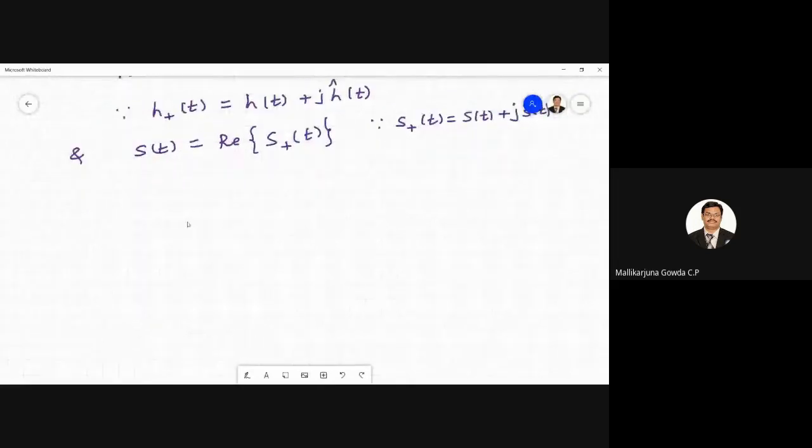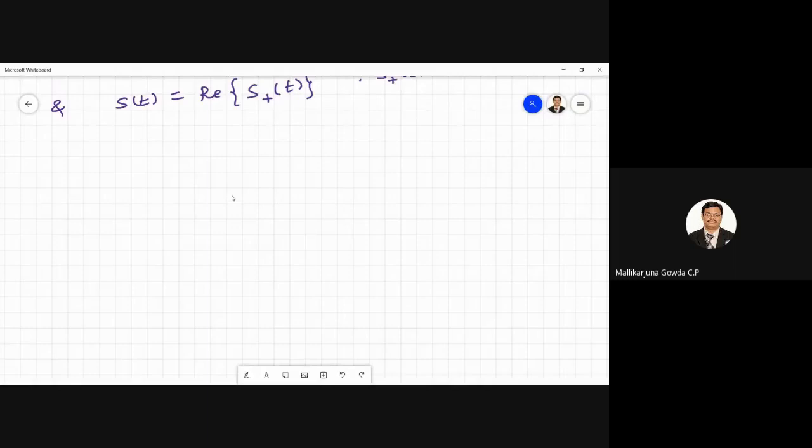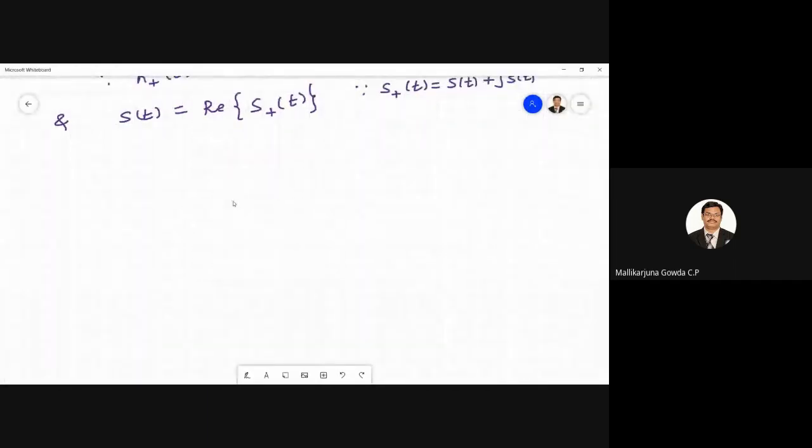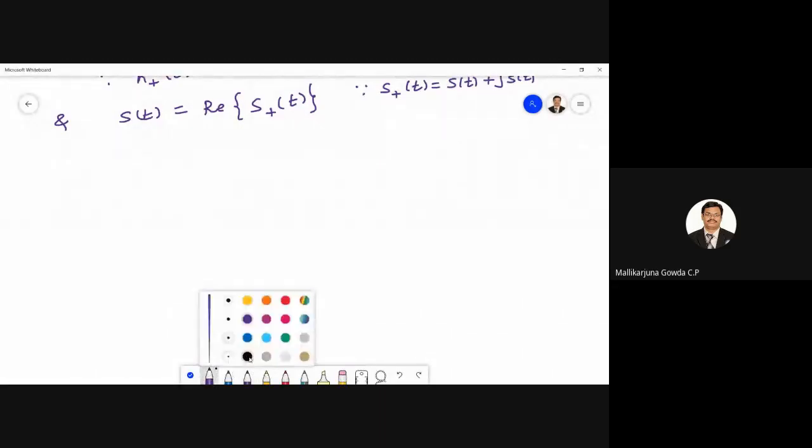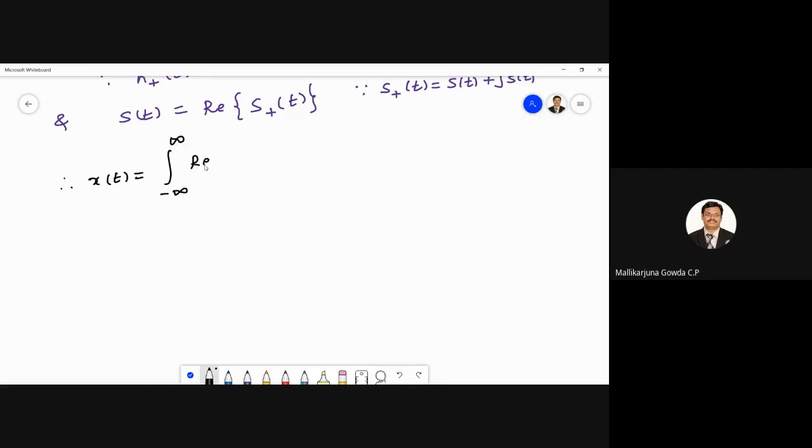Hope noted now. So now let me write x of t in terms of its pre-envelope. Therefore I can write x of t will be equal to the integral from minus infinity to infinity of the real part of h plus of tau into the real part of s plus of t minus tau, d tau. Any questions so far? Let me call this equation 5.